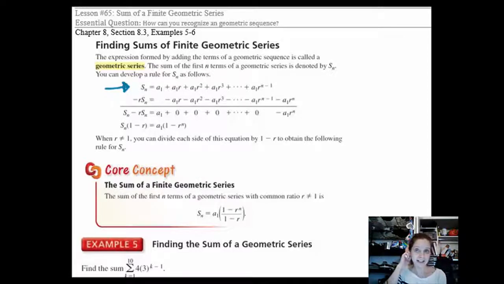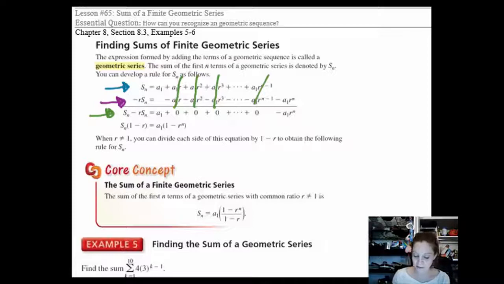Now the trick here is you can then multiply that top equation by negative r. What you get when you multiply by negative r is negative first term times r, minus first term times r squared, minus first term times r cubed, and so forth until the end, where you end up with minus a sub 1, the first term, times r to the n. You'll see here that all the middle terms cancel out when you add. They're just like a system of equations. We're going to add these two equations.